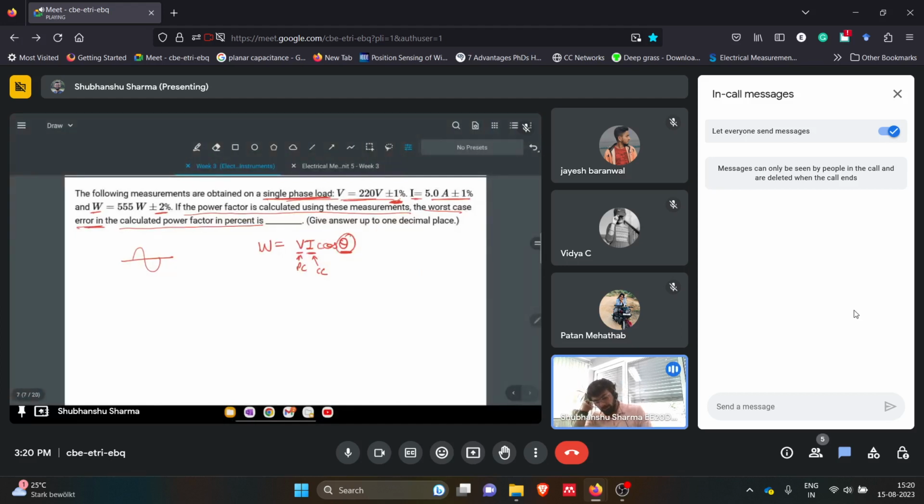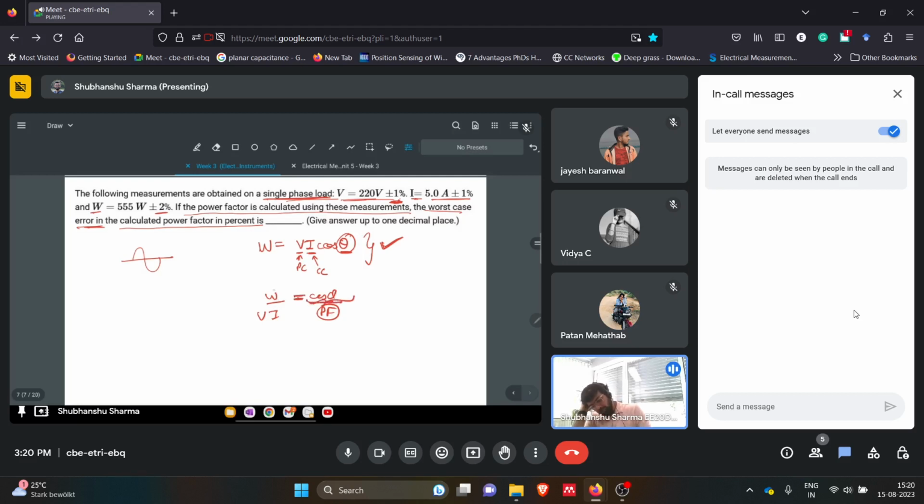Okay, so what will be the total error? They are asking something simple. If you know this concept, it will be very easy for you, so now you can easily answer this. This is cos theta, this is power factor, that you have studied in your basic electrical. So this is power factor.